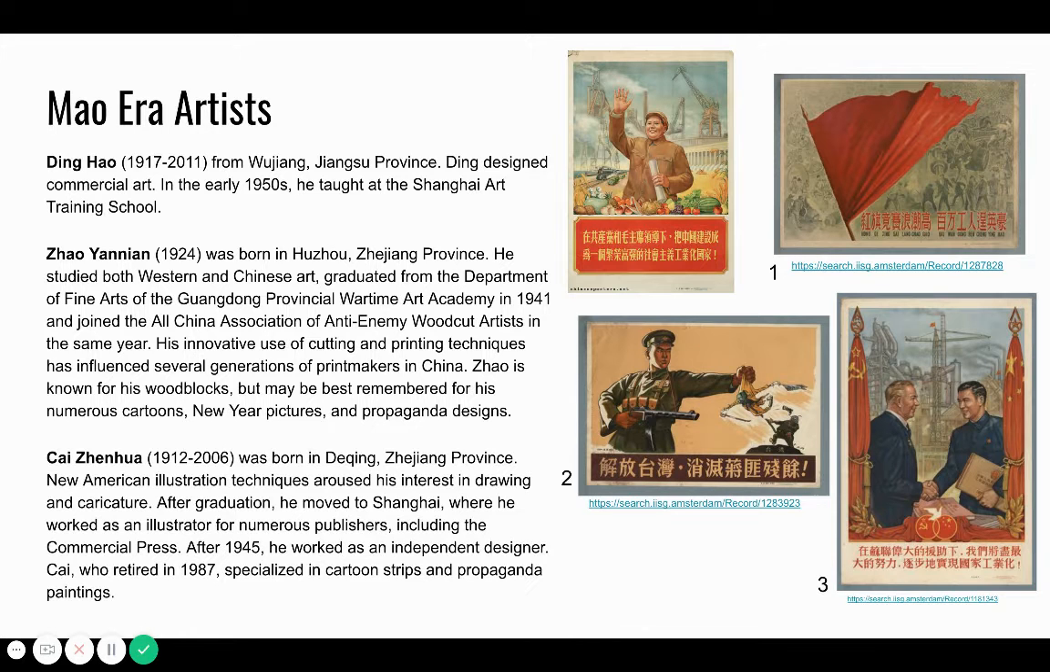There are many notable artists during this era because many worked together on projects. I chose to talk about these artists because they helped create a poster on the first slide shown. Ding Hao from Wuzheng, Jiangsu, was born in 1917 and lived until 2011. He designed commercial art. In the 1950s, he taught at Shanghai Art and Training School. This first poster with the torn red flag was created by Ding in 1959. This piece was created for the labor industry and labor ethics. The text is translated into, "The competition wave is high, and millions of workers are called heroes."